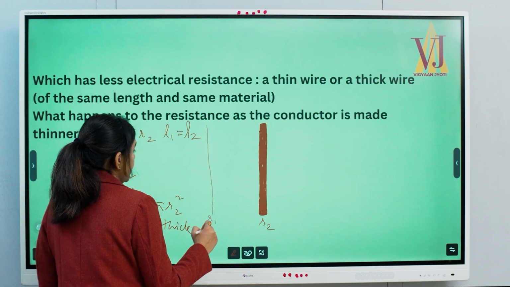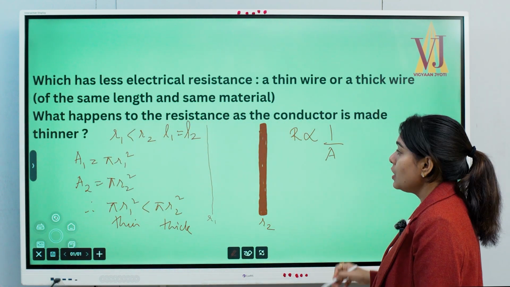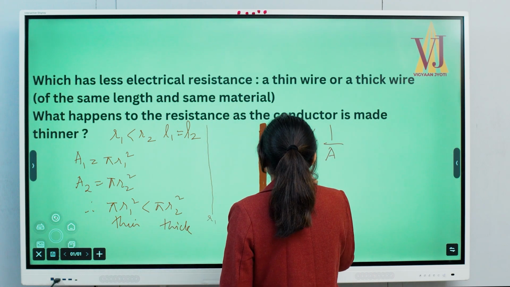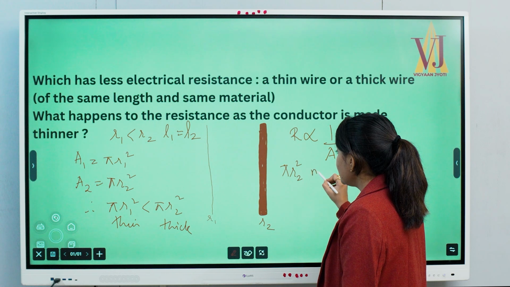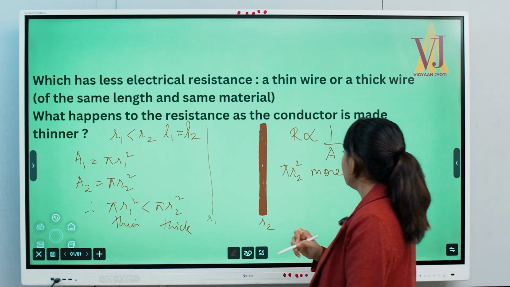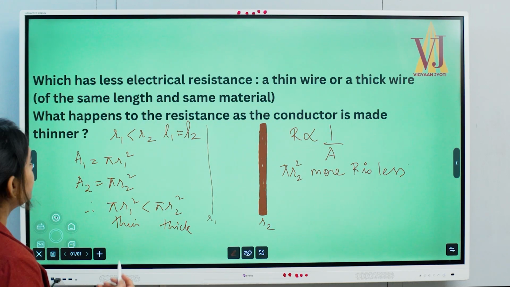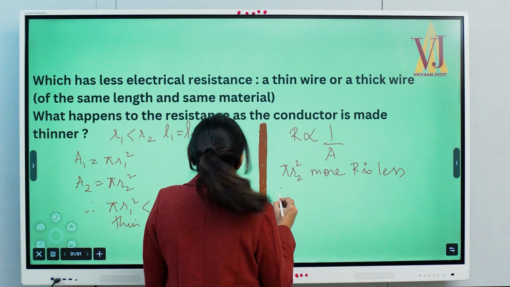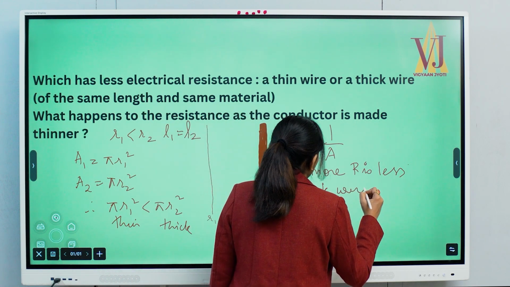Next, we know that resistance is inversely proportional to area. Fine. So in this case, where is the area more? Pi R2 square, so the area is more. If this is more, then resistance will be less, because it's the largest. So which has less electrical resistance? The answer to the first question is the thick wire. Thick wire has less resistance.